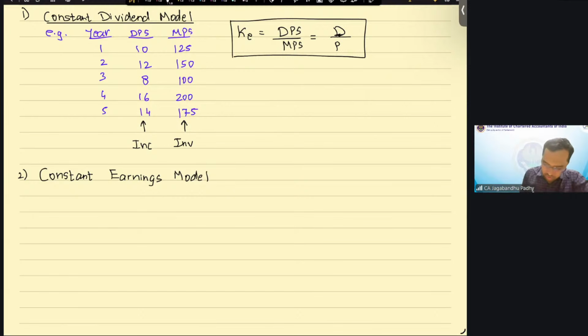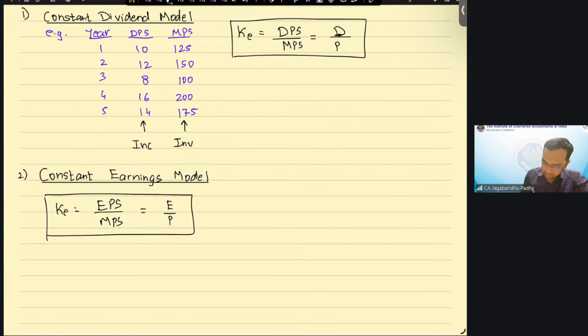Now, the constant earnings model. The formula is similar to this one, but instead of dividend per share, we have to take earnings per share upon market price per share, or you can simply say it as E upon P, earnings upon price. So here we are going to take the existing earnings divided by the market price, which will give you an idea what is your constant earning. What is the amount of your constant earning?